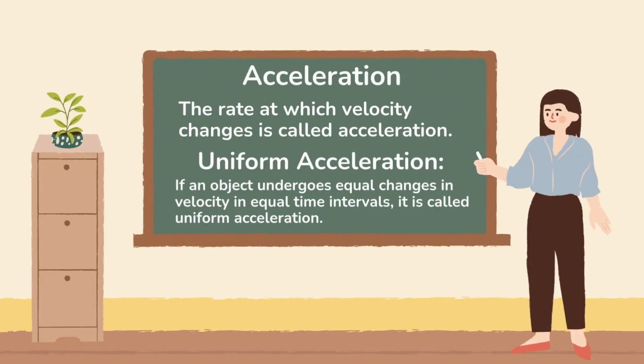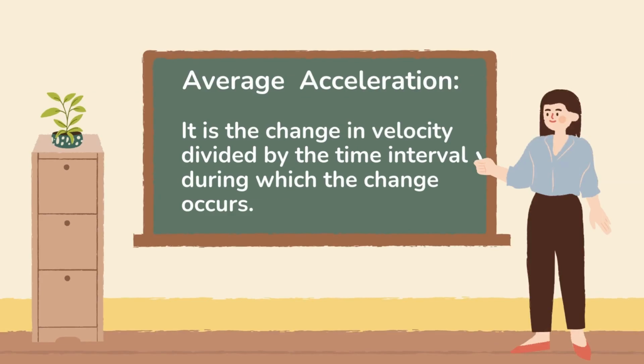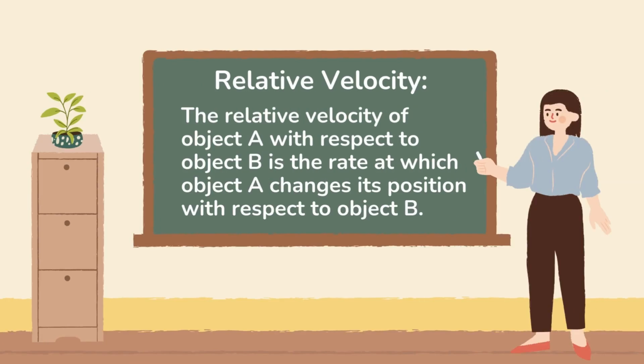Next is acceleration. The rate at which velocity changes is called acceleration. Uniform acceleration. If an object undergoes equal changes in velocity in equal time intervals, it is called uniform acceleration. Average acceleration. It is the change in velocity divided by the time interval during which the change occurs. Relative velocity. The relative velocity of object A with respect to object B is the rate at which object A changes its position with respect to object B.